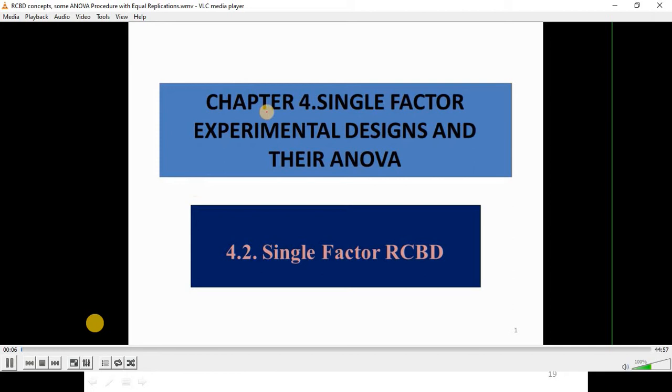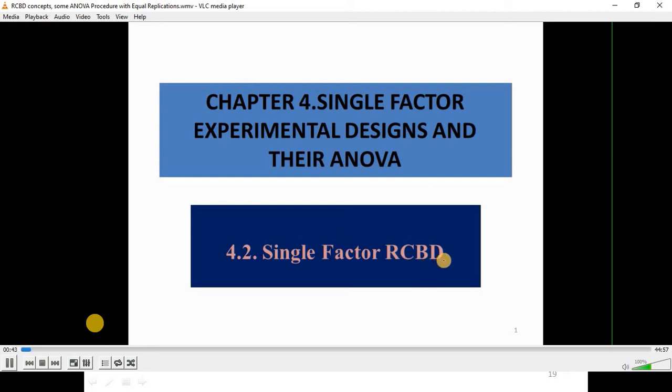Still, we are in chapter 4, single factor experimental designs and their ANOVA. We have seen in the previous videos the CRD design, the concepts of CRD, and also the ANOVA procedure for CRD with equal replication, and the ANOVA procedure for CRD with unequal replication. And the second design, which is important for single factor experiments, is the randomized complete block design.